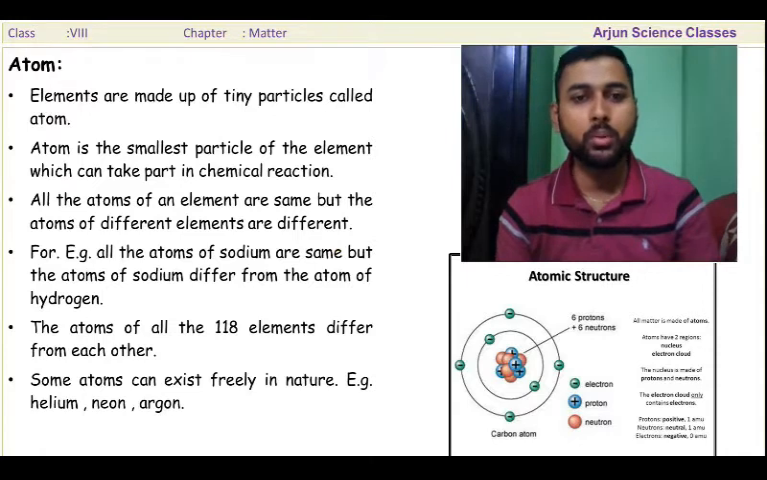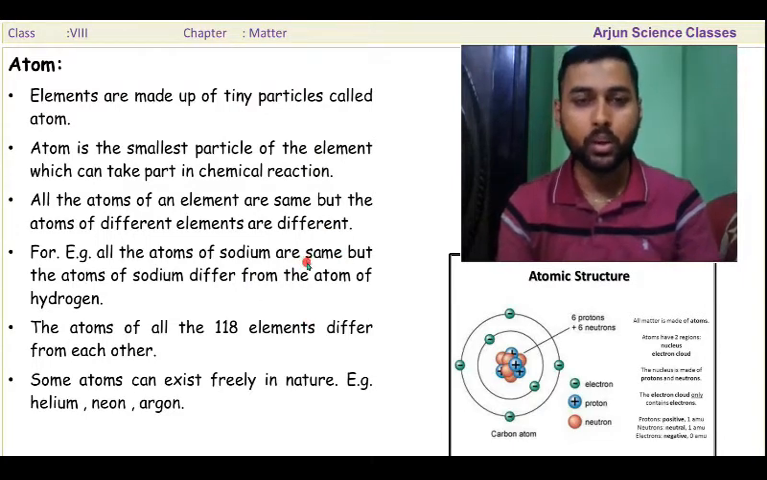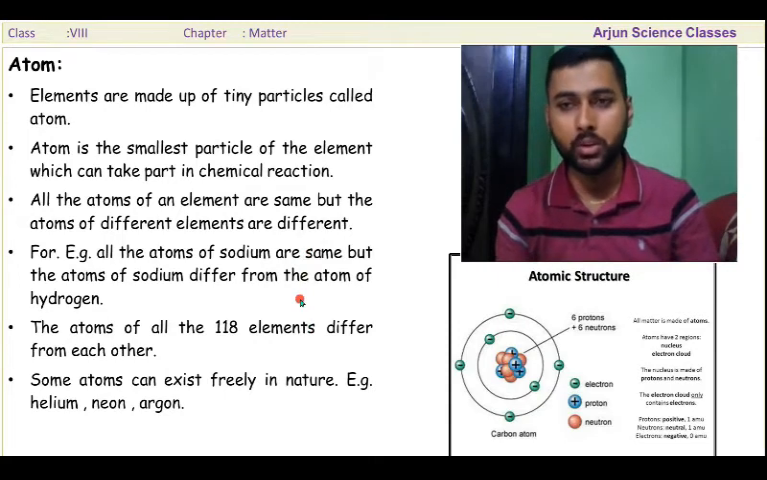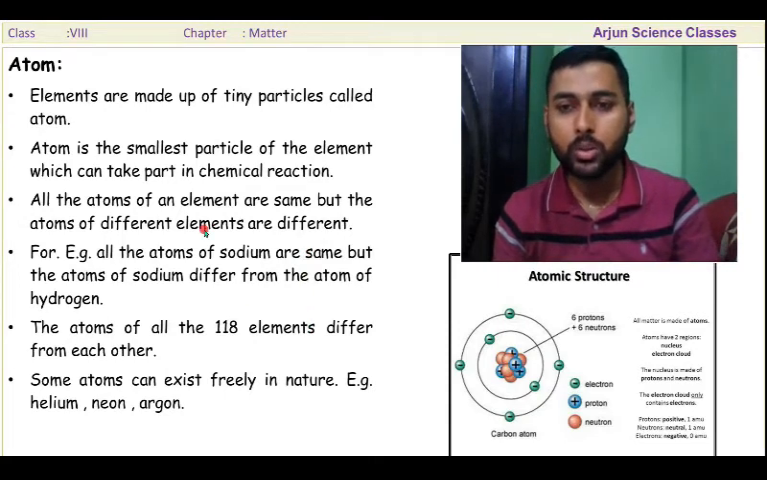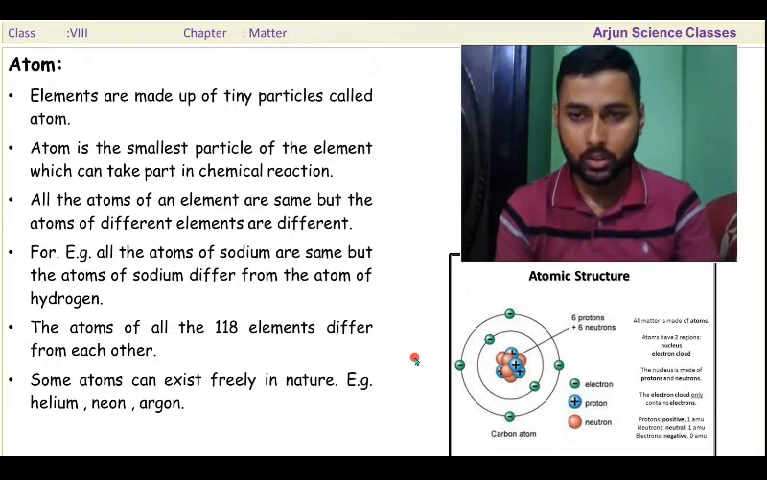All the atoms of an element are the same. For example, all the atoms of sodium, all the atoms of potassium, all the atoms of hydrogen are the same. But atoms of one element differ from the atoms of another element. For example, atoms of sodium differ from atoms of hydrogen.